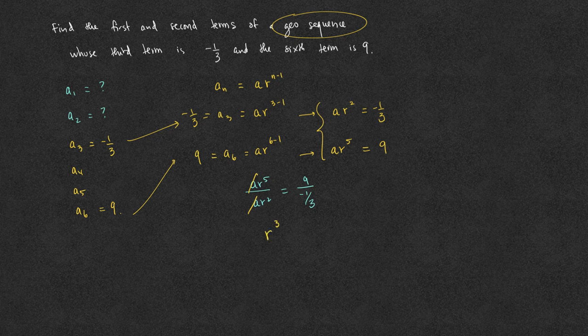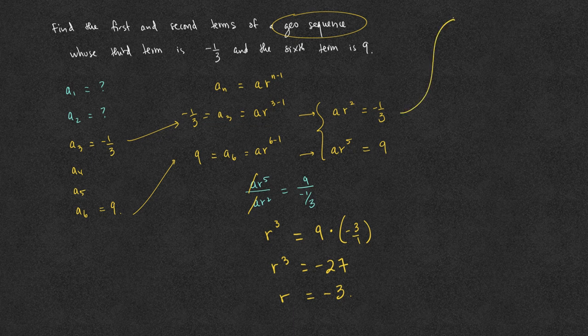R to the fifth over r squared is r cubed, equals 9 times the reciprocal of -1/3, which is -3/1. And this is r cubed equals -27. So r equals -3. -3 times -3 times -3 is -27. So we have r equals -3.